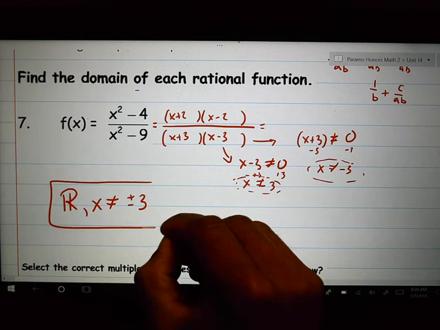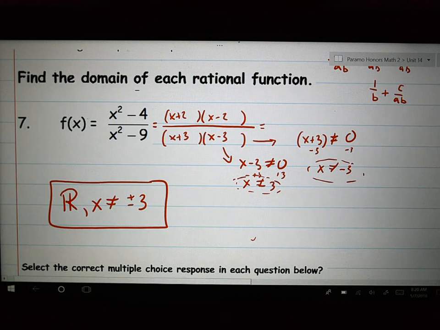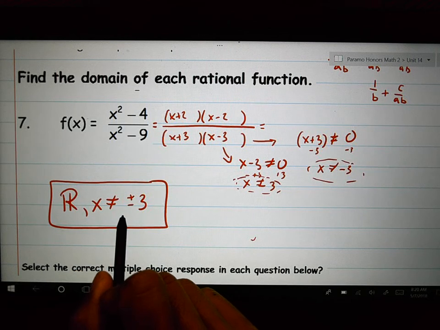And that, I'll just write it easy. You can list them separately if you wanted to. You can put a comma there. But because it's positive and negative 3, I'll write it like that. All real numbers, except x cannot equal positive or negative 3.